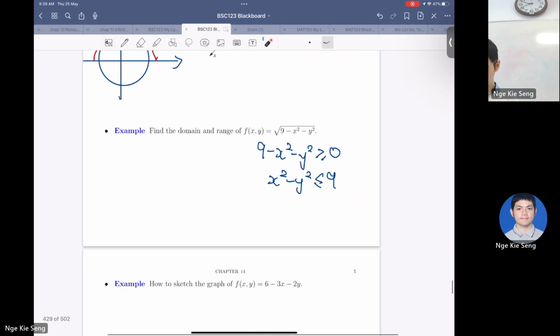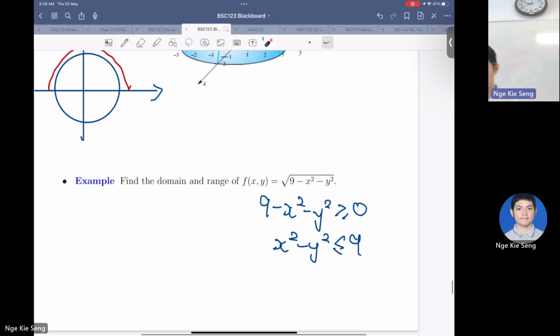And next, the square root of 9 minus x squared minus y squared. You also need to make sure everything inside the square root is greater than or equal to 0. So in this case, you get x squared plus y squared less than or equal to 9. So what's this? Just a circle?